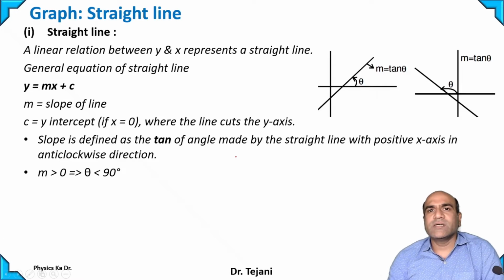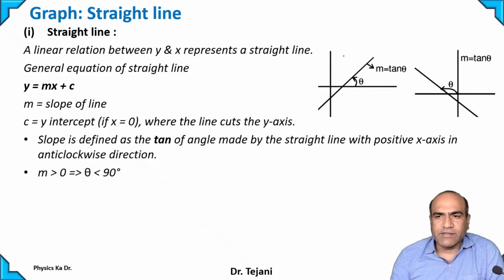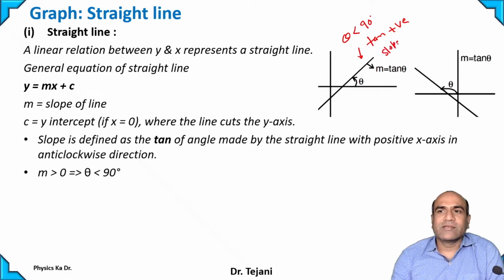So here there is an important conclusion for this line. If you see, theta is less than 90 degrees. When theta is less than 90 degrees, tan theta, we know that from 0 to 90 degrees, always gives a positive value. So that becomes the slope. When theta is less than 90 degrees, slope is greater than 0, or simply we can say m is positive.